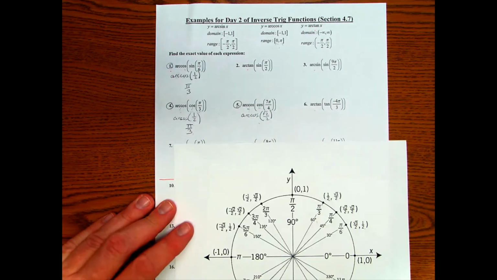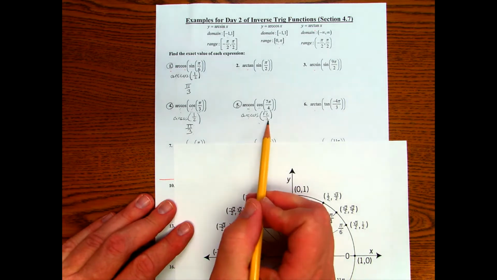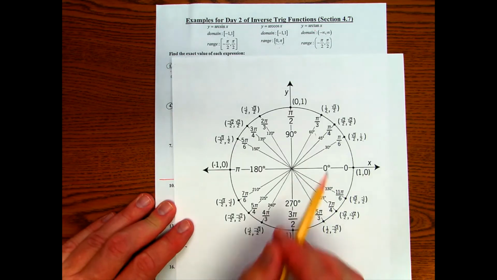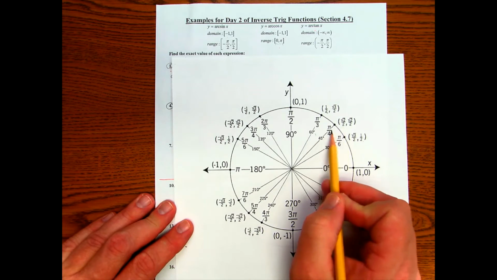And then for the second step, the arc cosine of √2/2 is the cosine of what angle is √2/2, but coming from that interval. So if we limit ourselves to the 0 to π interval, the cosine of what angle is √2/2? It's π/4.